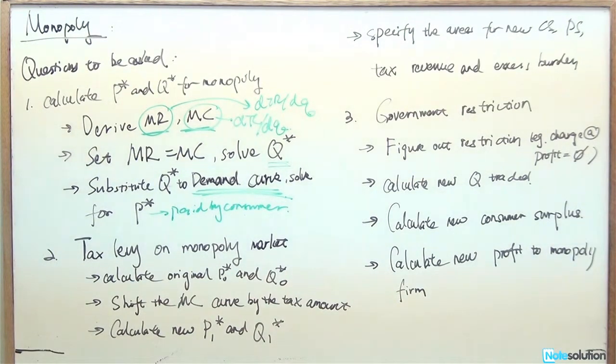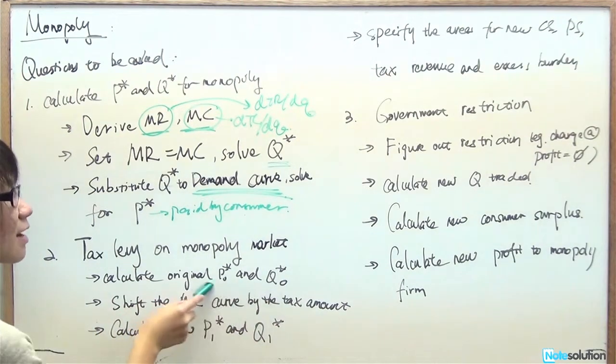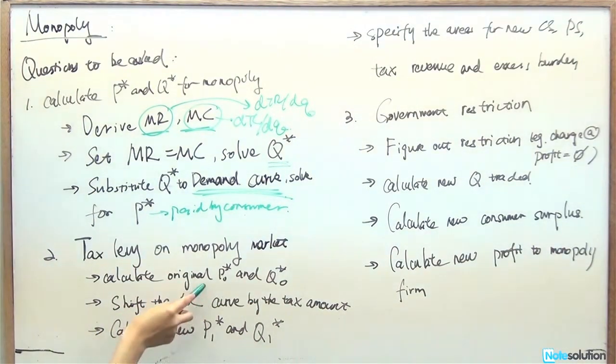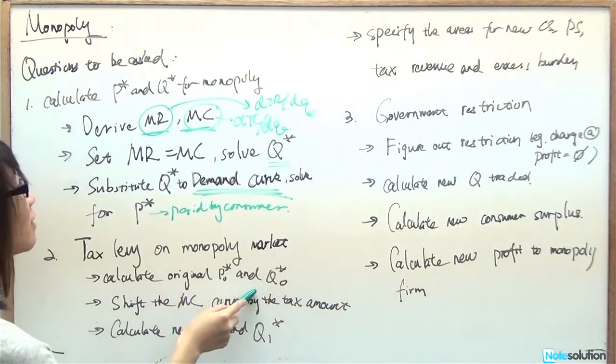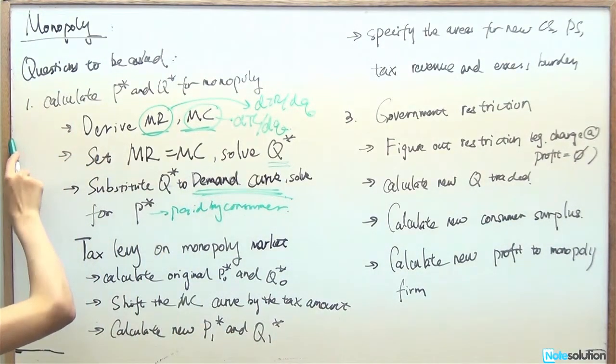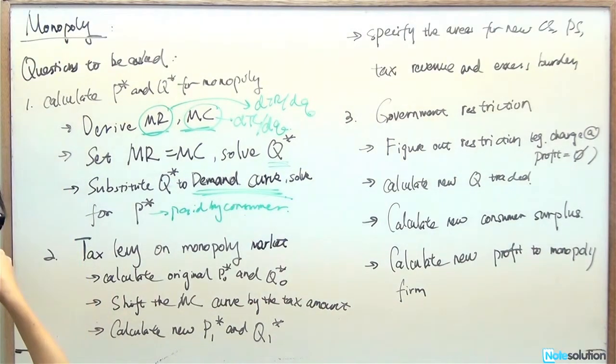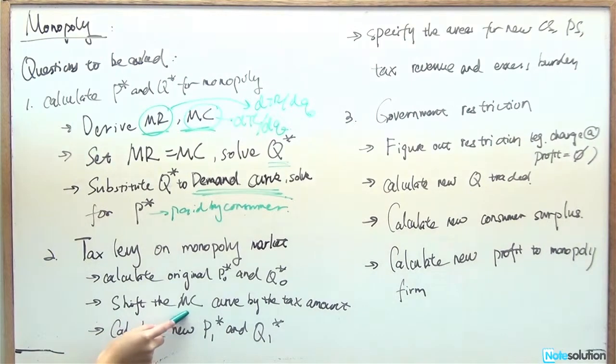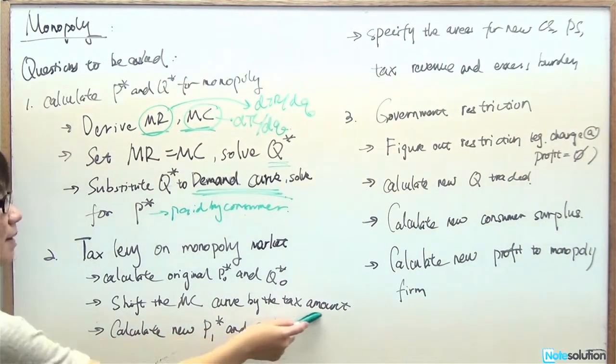The second type of question is the tax levied on the monopoly market. First, we need the original P0 star and Q0 star. We have to know what the original point is. To calculate the two values, you can follow exactly the same steps from part A, the first type of question. The second step is we shift the marginal cost curve by the tax amount.